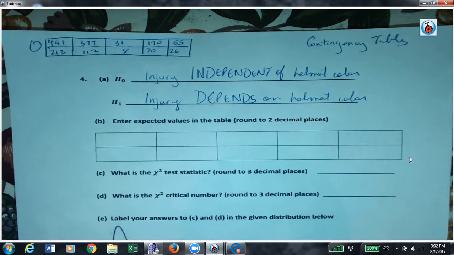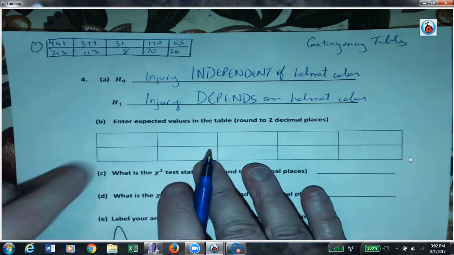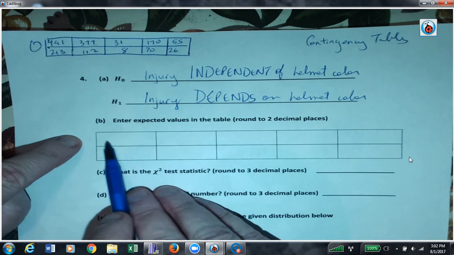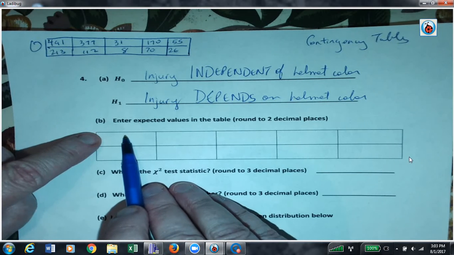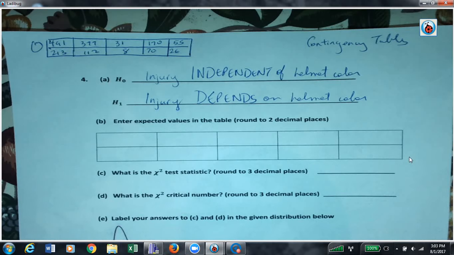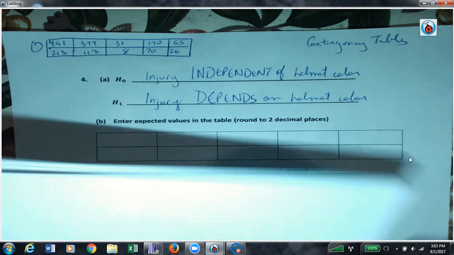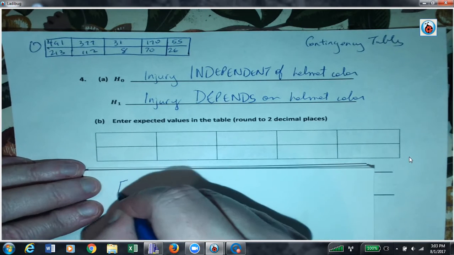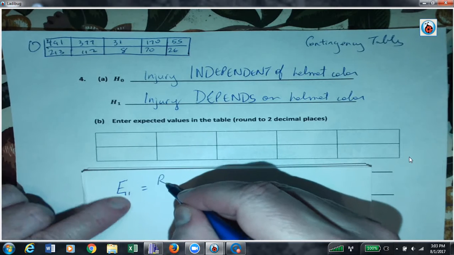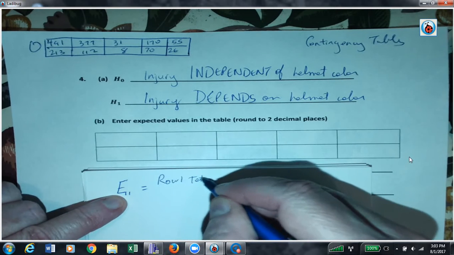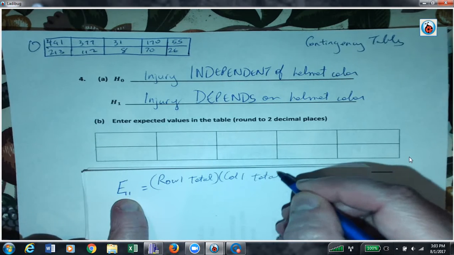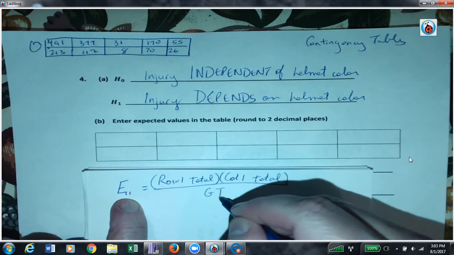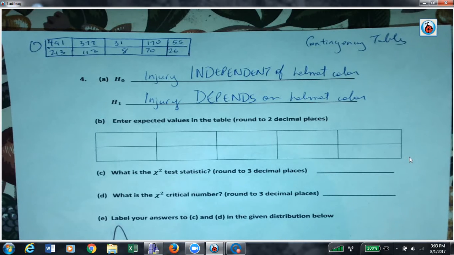Okay, enter the expected values. Okay, where does this guy live? He's in row 1, column 1. So this is E11. And E of 11 is going to be the row 1 total times the column 1 total divided by the grand total. So let me do these totals here in a different color.